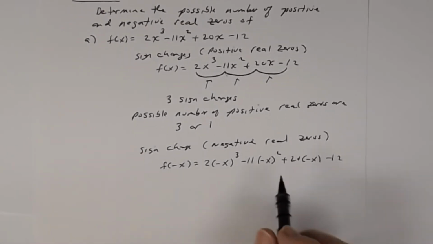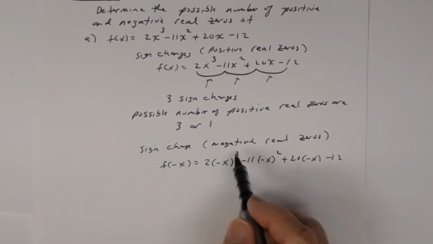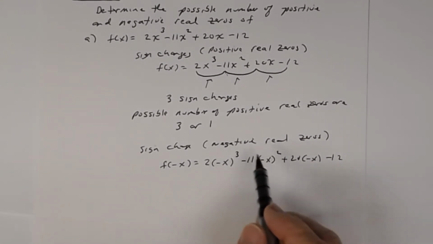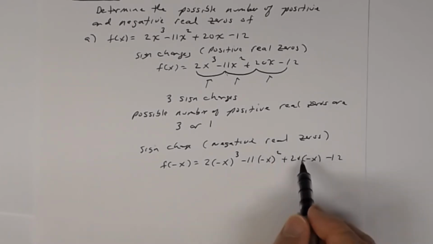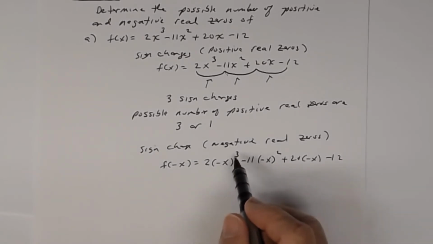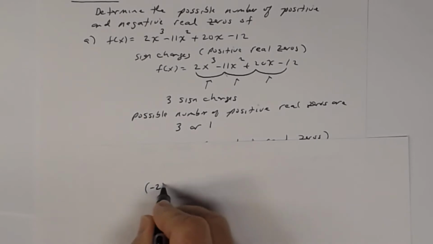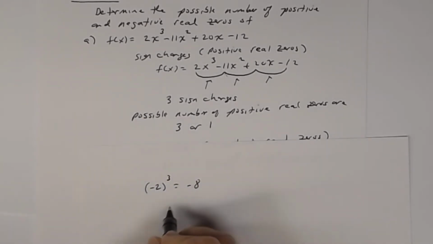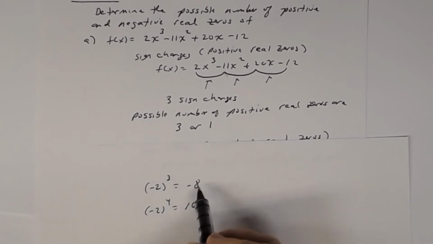Now, some things I want you to remember. Whenever you're raising a negative number to an odd power, that's negative, right? Whenever you're raising a negative number to an even power, that's positive. Kind of makes sense, right? Because if you think about it, negative 2 to the third power is a negative 8. If you raise negative 2 to the fourth power, you're going to get a positive 16. So a negative number raised to an odd power is negative. A negative number raised to an even power is positive.